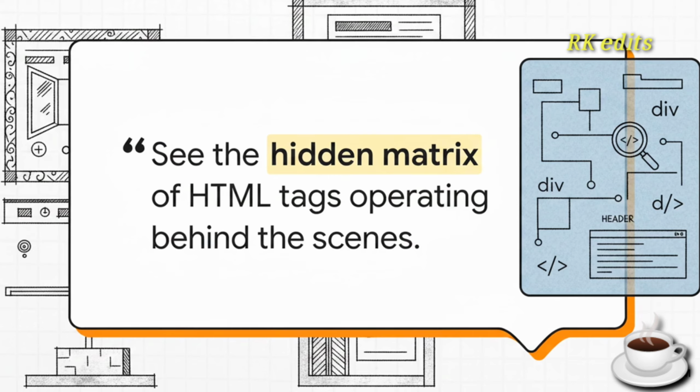Seriously, the next time you're browsing your favorite website, just right-click anywhere on the page and select Inspect Element. A panel is going to slide open, revealing this hidden matrix of HTML tags operating behind the scenes, exactly like the ones we just covered. You'll literally see the divs, the spans, the image tags, and the headers. It completely changes the way you look at the internet.